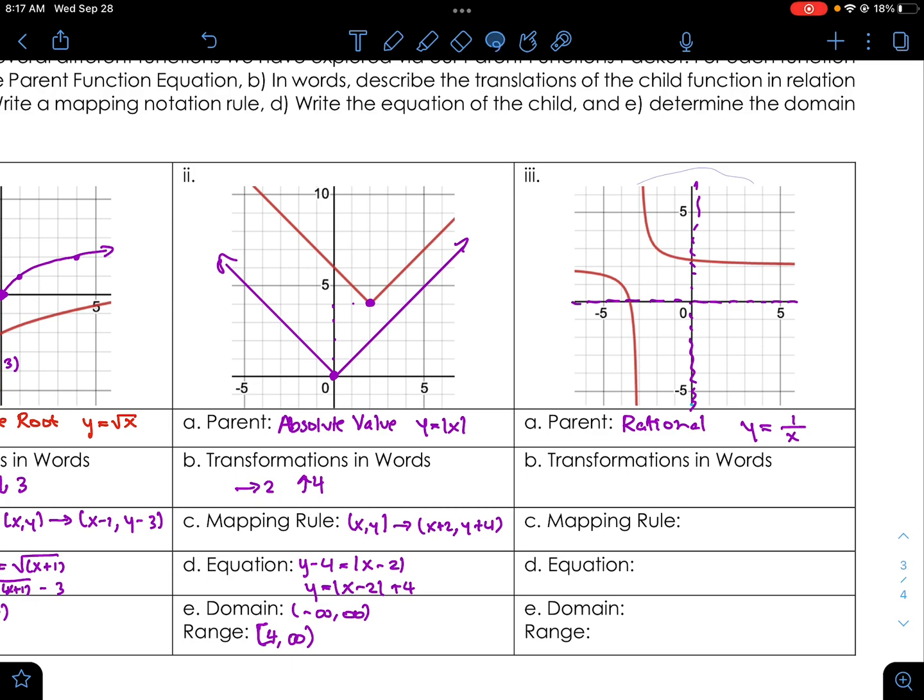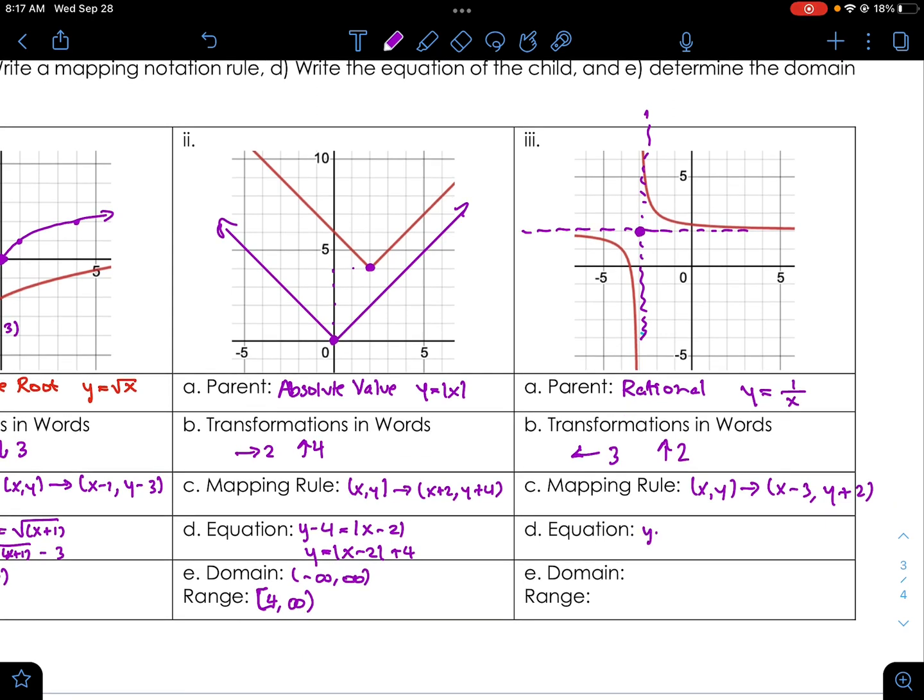If we look at this, the easiest way to figure out what transformation has occurred is to take these two asymptotes and shift them until they line up with the graph. So if we look at that, we have moved our point 0, 0, where the asymptotes intersected, to right there, left 3, up 2. So the graph has moved left 3 and up 2, which gives us a mapping rule, which again does not lie, of x minus 3, y plus 2. And so our equation would be y minus 2 equals 1 over x plus 3, or y equals 1 over x plus 3 plus 2.